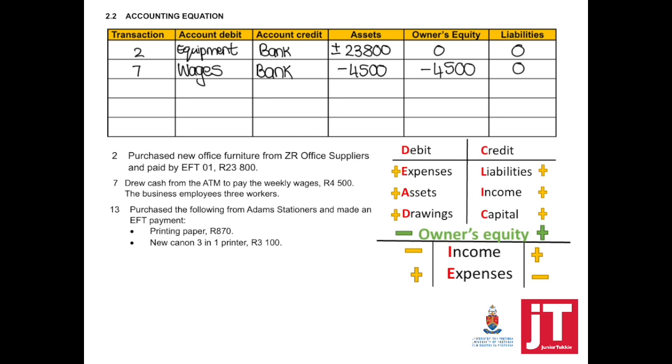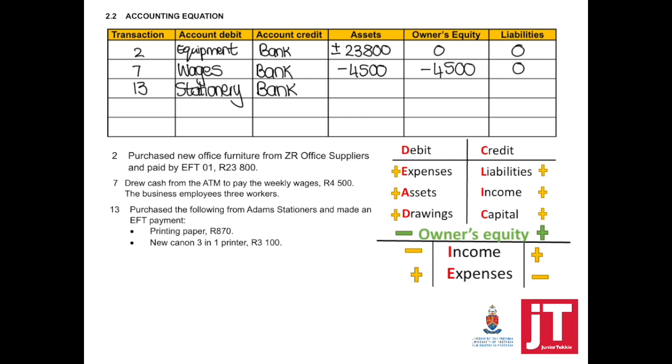On day 13, purchased the following from Adams Stationers and made an EFT payment. So when we do the accounting equation, it's better to do it separately. Don't add the totals together and write that your bank is going to decrease with the total amount. Write them separately and start with bank is credited.